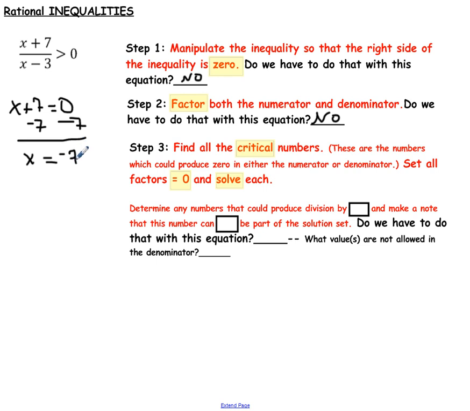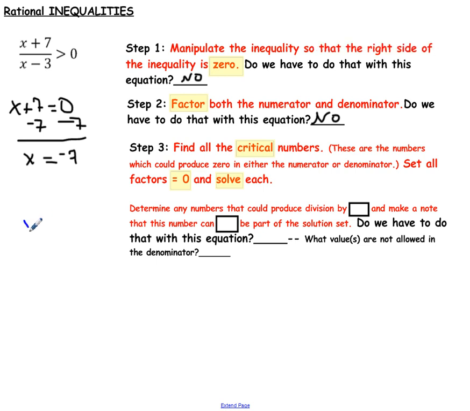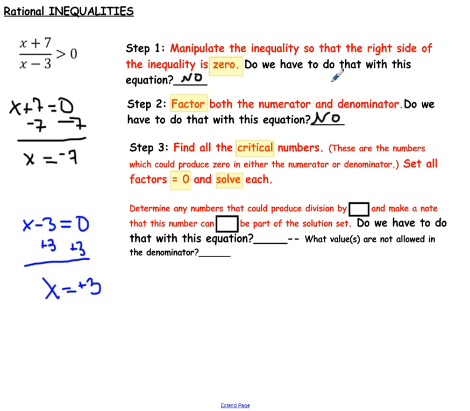Okay, now looking at the denominator, I'm going to say, okay, x minus 3 equals 0. Well, add 3 to both sides. I get x is equal to +3. Okay, so my critical values right now are x equals 3 and x equals -7.